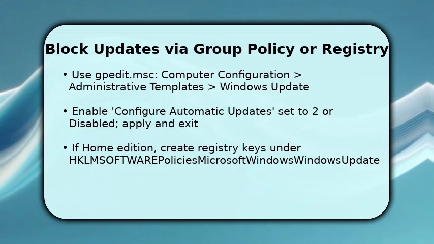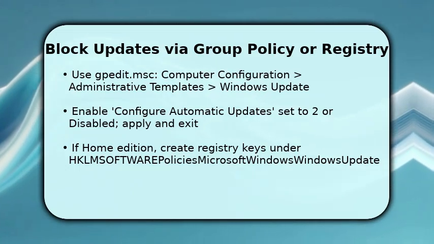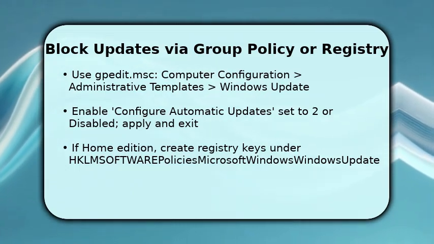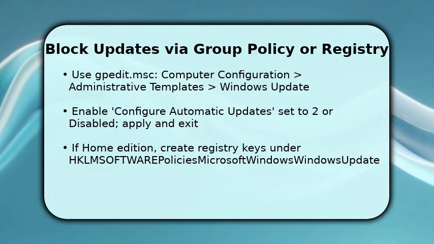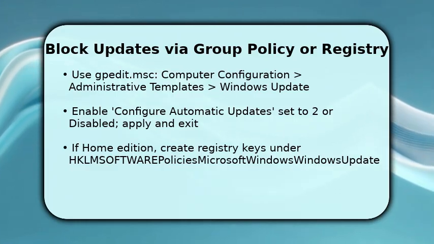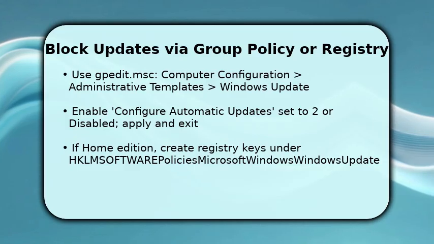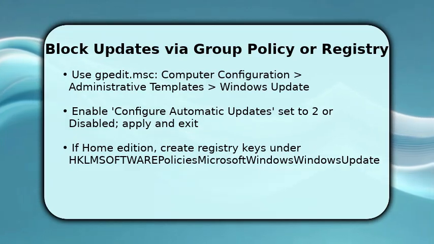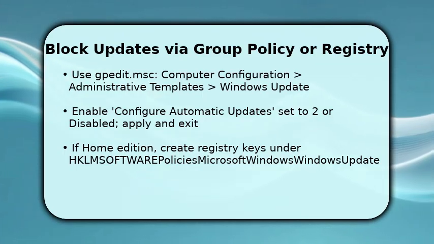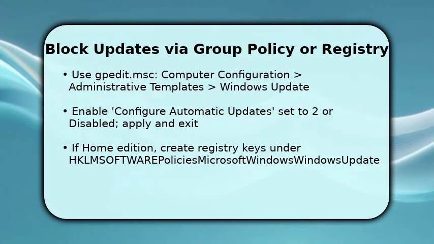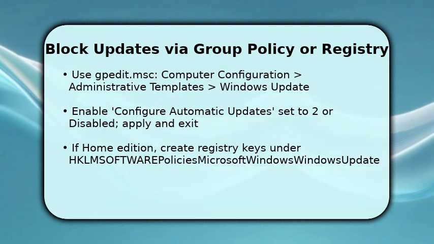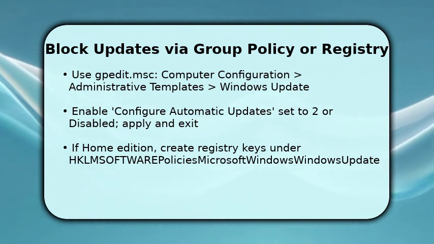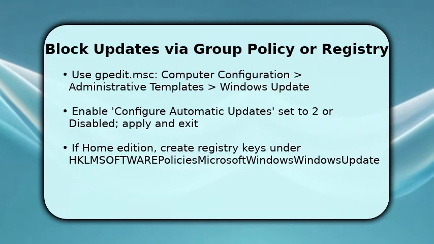Open gpedit.msc, navigate to Administrative Templates, Windows Update, and enable Configure Automatic Updates. Choose Option 2 to notify for download and install, or set Disabled to stop automatic checks. If you are on Windows 10 Home, open Regedit and create the policies\Microsoft\Windows\WindowsUpdate keys, then add DWORD values.